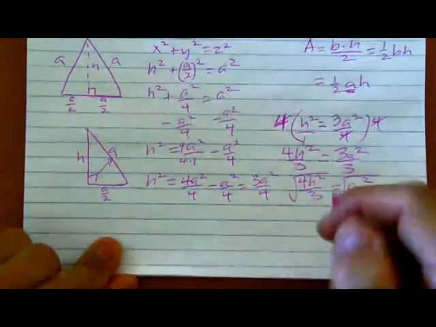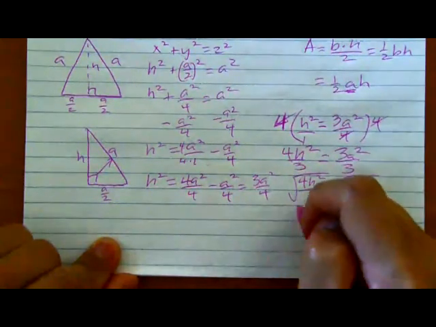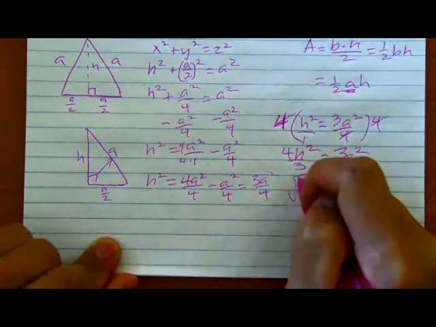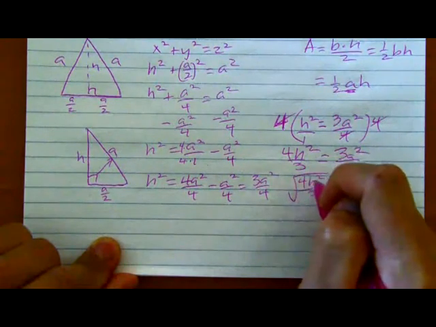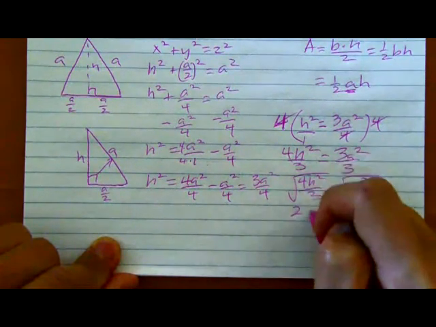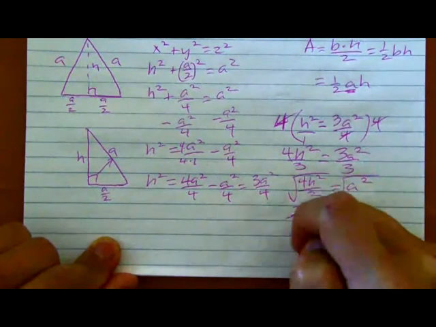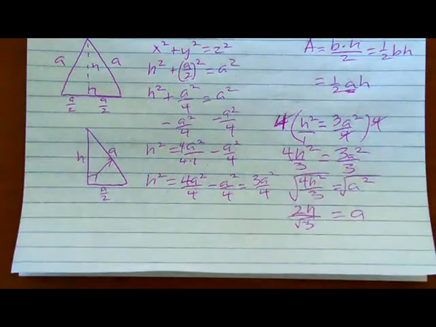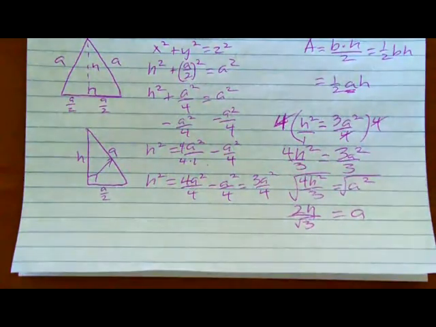A equals, what was that? Square root of 4 is 2. Square root of h squared is h over square root of 3. So now we have a.